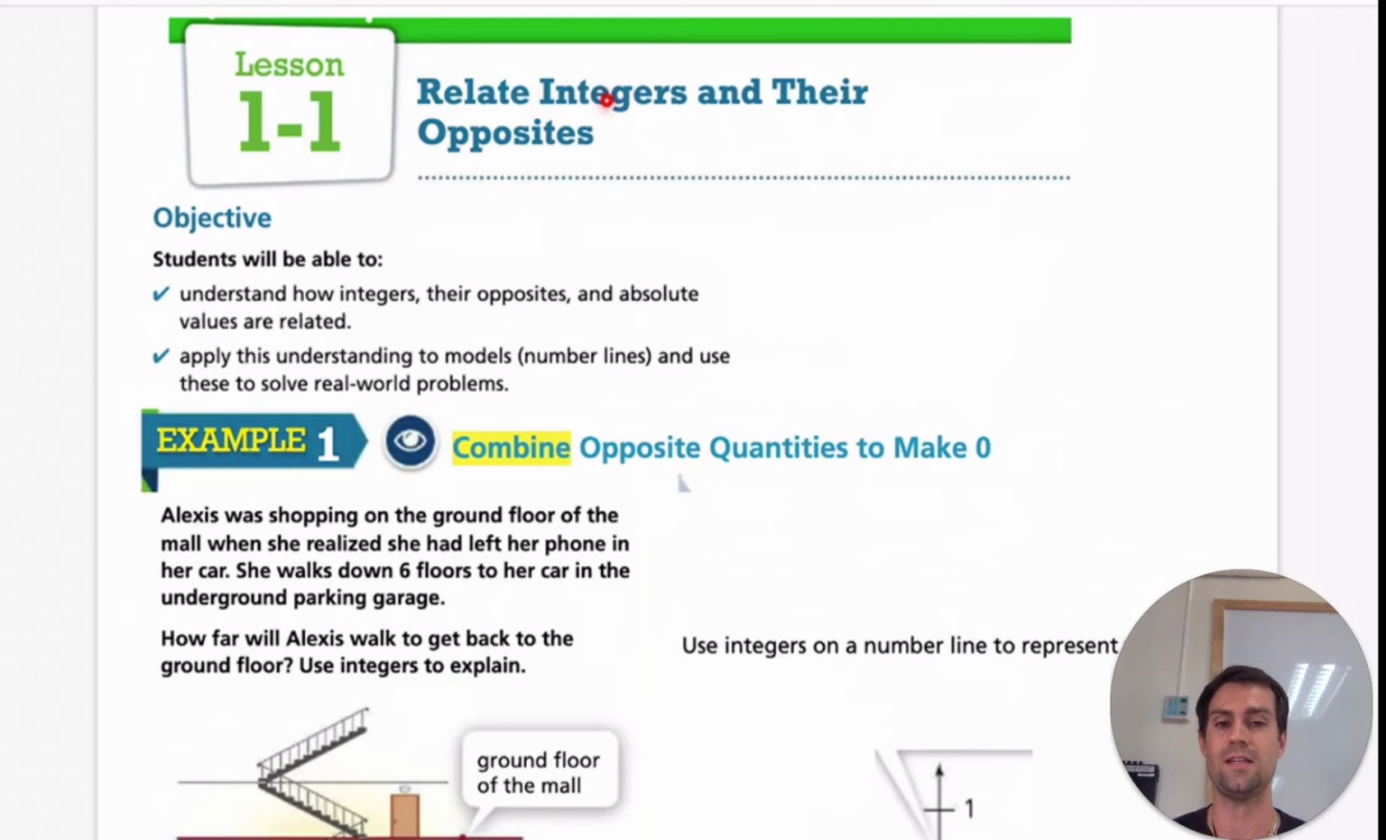It's talking about integers and their opposites. So please write down the lesson number and the title in your notebook. You also need to write down the objectives every class period. We're going to understand how integers and their opposites and absolute values are related. We're going to also apply this understanding to model real-world problems using the number line and to solve real-world problems.